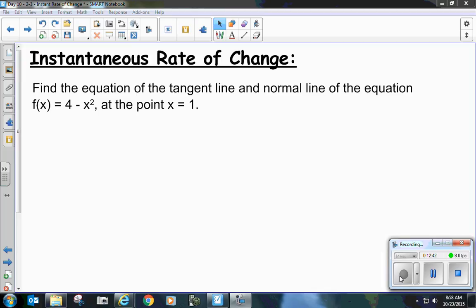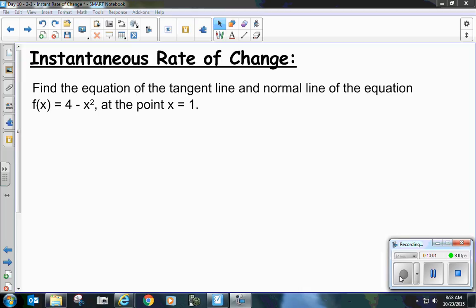All right, the last problem. Let's find the equation of the tangent line and normal line of the equation f of x equals 4 minus x squared at the point x equals 1. All right? Now, I don't have a coordinate. That's fine. I still have an x value. That's all I really need.